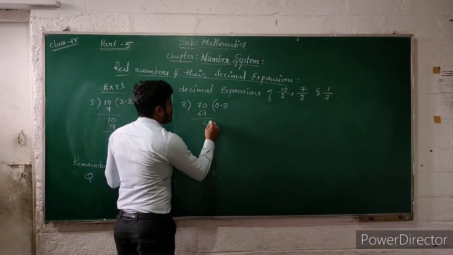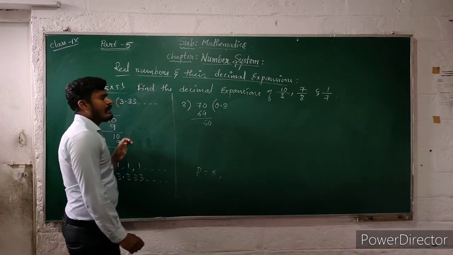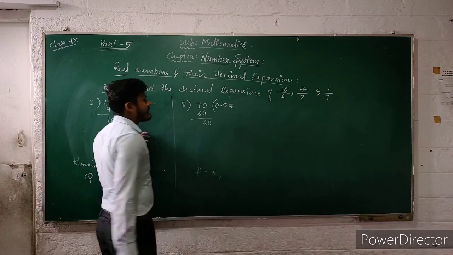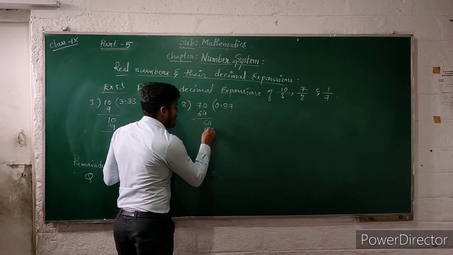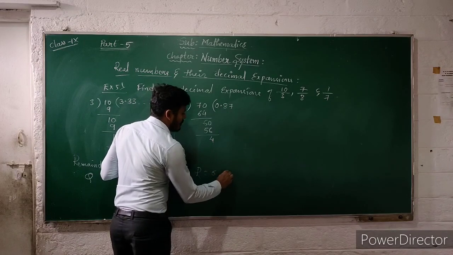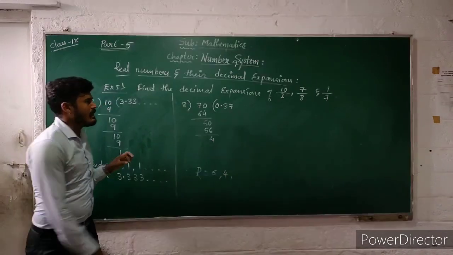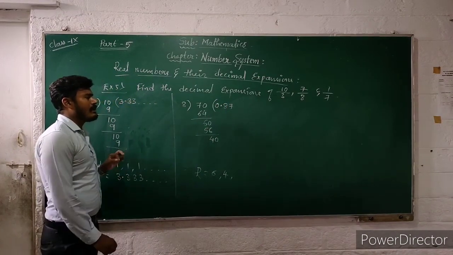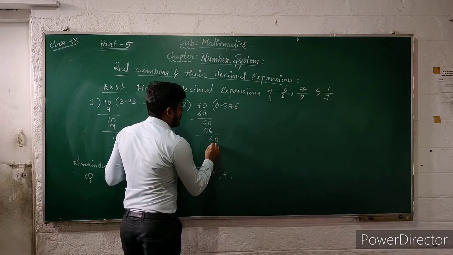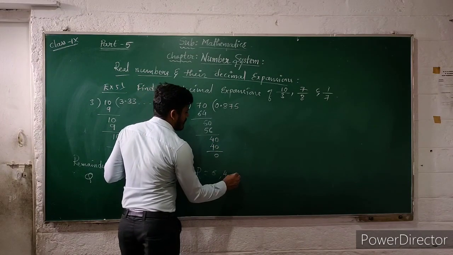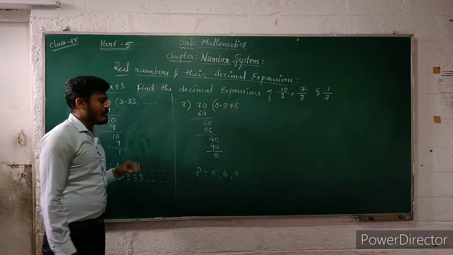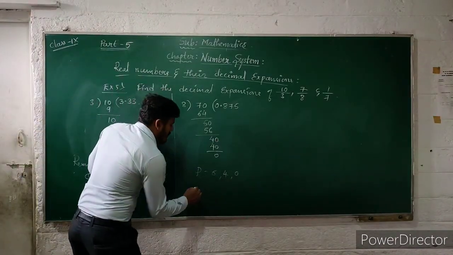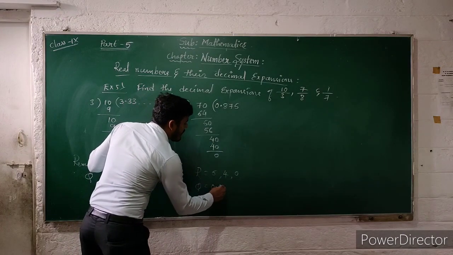So then point is there, so carry 0 here. So then 8 7s are 56. Then your remainder is 4. Write down the remainder as it is. So then carry 0 here because the point is there, you know. Then 8 5s are 40. So then your remainder is 0. That means terminating. We will discuss that later. So here the quotient is 0.875.